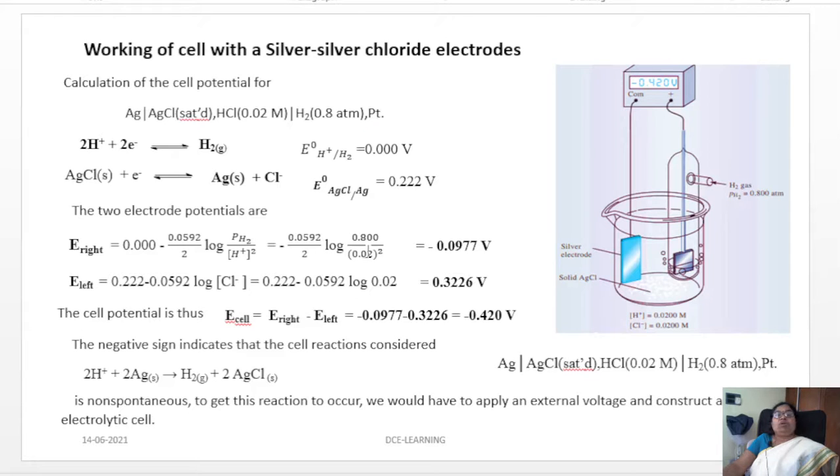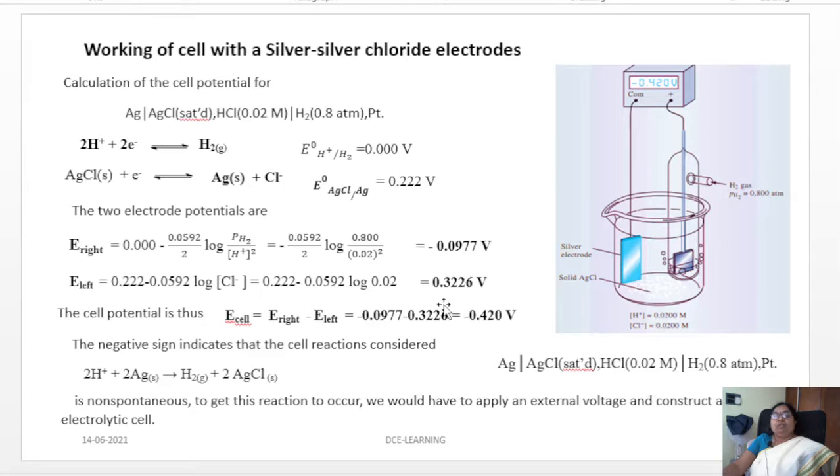0.092 divided by log of, because you are going to use a hydrogen atmosphere of 0.8, divided by its molar concentration, 0.02 molar. It depends on the concentration of that ion, so 0.02 whole square; H plus square means 0.02 square. So you substitute and you get a value of minus 0.097 volt here.